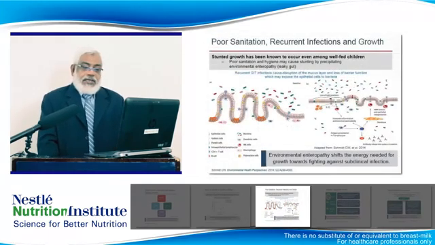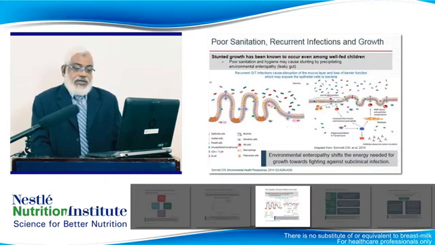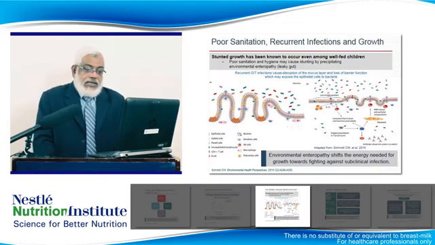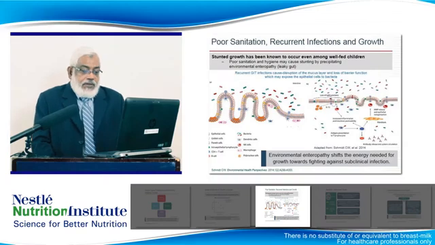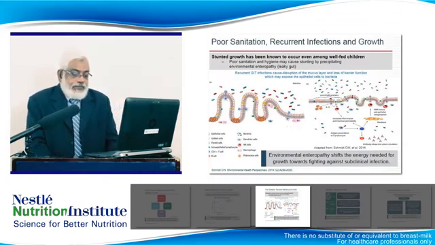Poor sanitation, recurrent infection and growth. Stunted growth has been known to occur even among well-fed children with poor sanitation and hygiene, which may cause stunting by precipitating environmental enteropathy, that is leaky gut. Environmental enteropathy shifts the energy needed for growth toward fighting against subclinical infection.